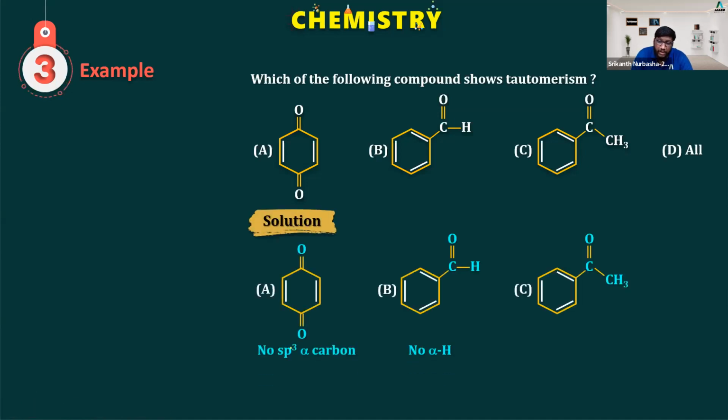No sp3 alpha carbon and no conjugated alpha hydrogen. No alpha hydrogen. And in compound C, you have the sp3 hybridized alpha carbon, and on that alpha carbon you have hydrogens. So compound C will be showing tautomerism. So the answer is going to be C. Right?